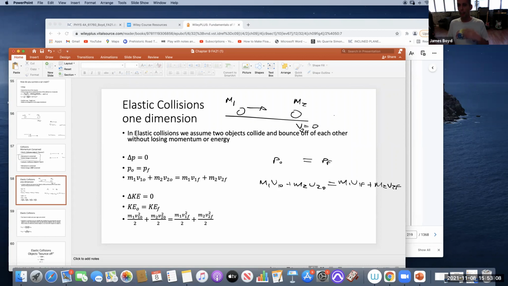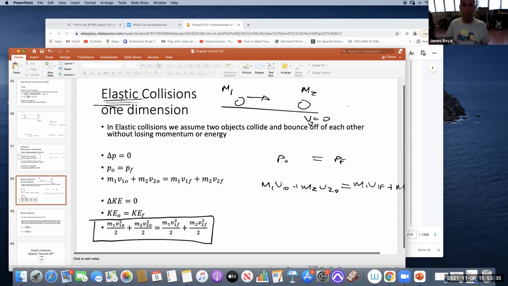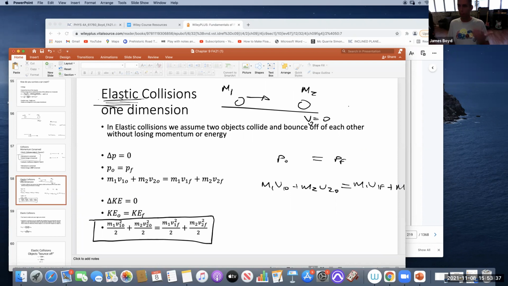If it's elastic or inelastic, it doesn't matter. These are the same. There's a small change for inelastic that we'll talk about, but for now, you don't even need to write this one down, but it's worth knowing. Secondly, the kinetic energy is the same. I'm not going to write this, but you can write the total kinetic energy before and after is conserved in an elastic collision. So the sum of the kinetic energies is the same.